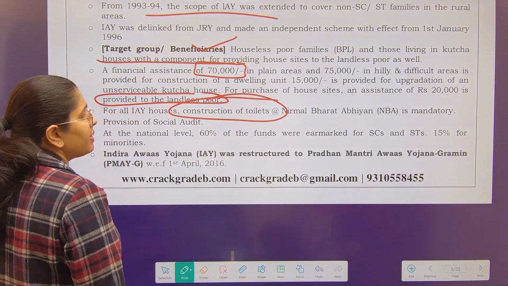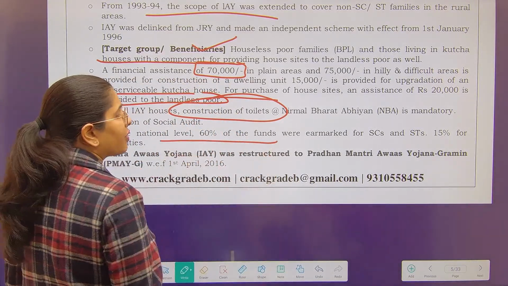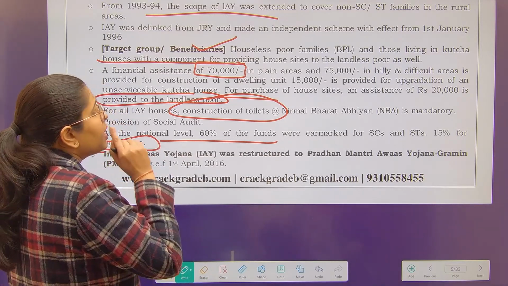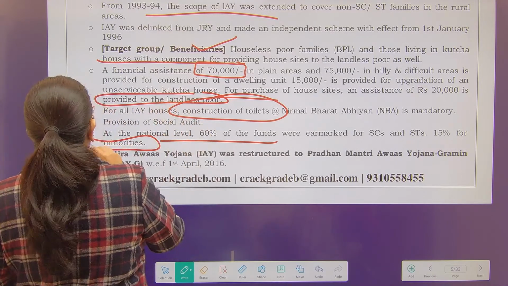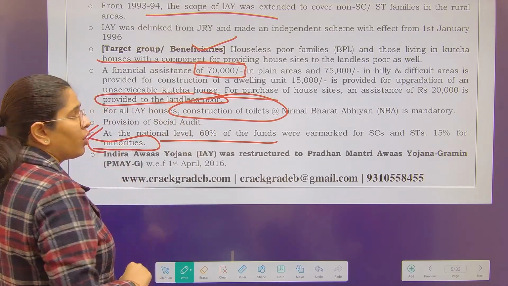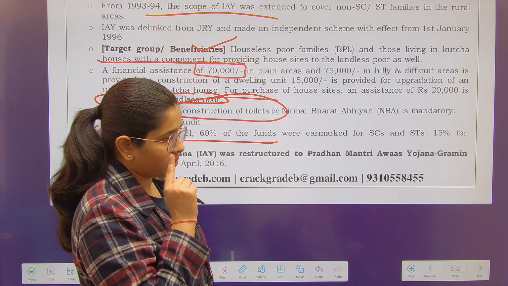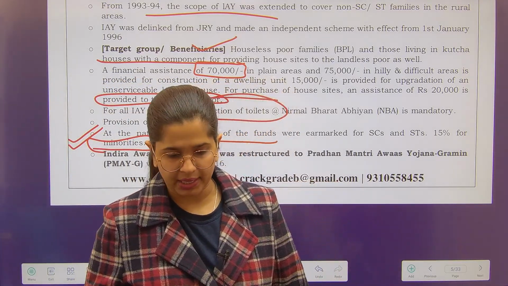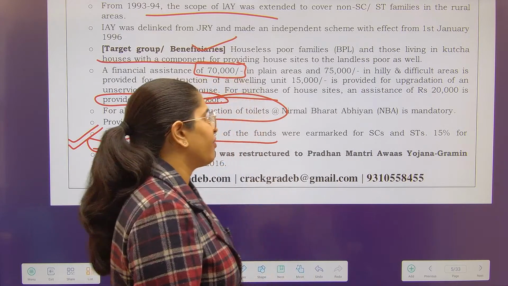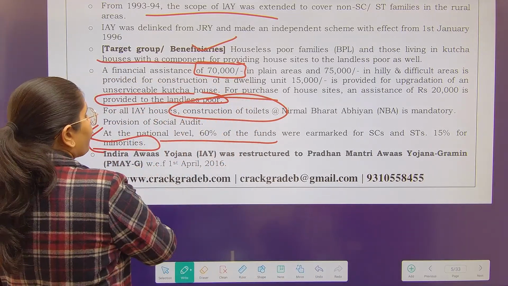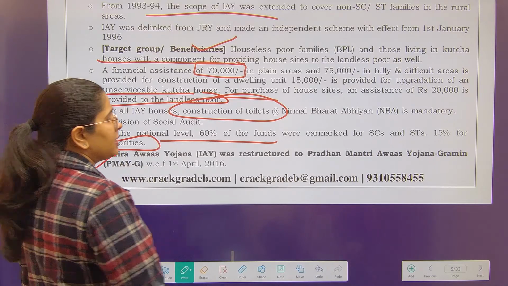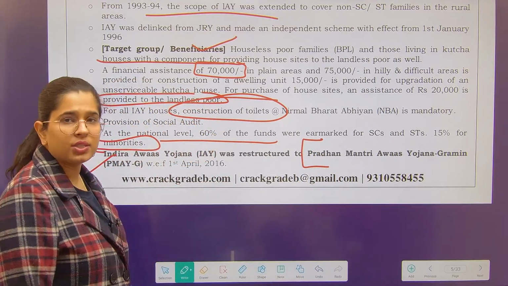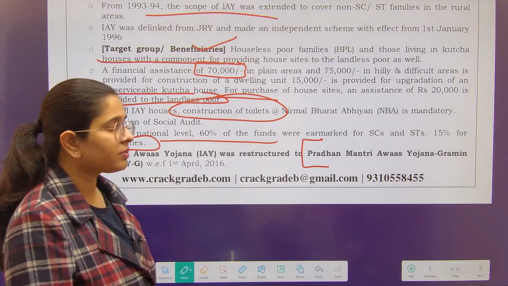So at the national level, 60% of the funds were earmarked for SC/ST and 15% for the minorities, because the scope of this was enlarged to include non-SC/STs as well. Hence, it was important that a quota must be created for all the needy families. Hence, this particular bifurcation comes over here. From 1st April 2016, this particular scheme has been restructured into Pradhan Mantri Awas Yojna Grameen.